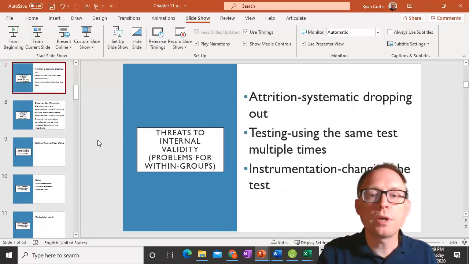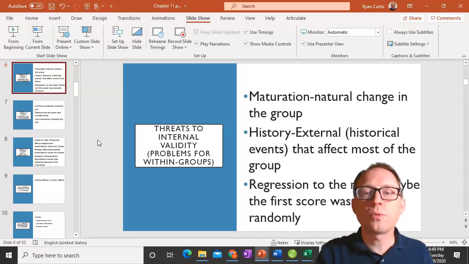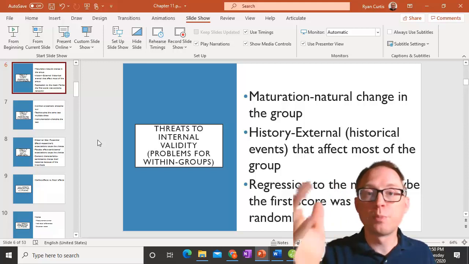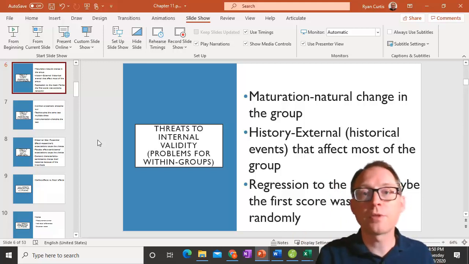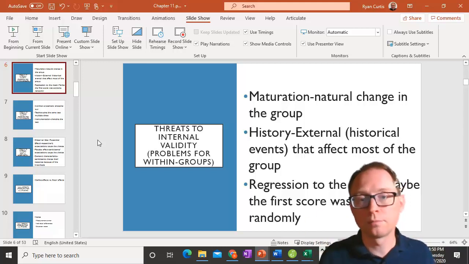But when we look at things like maturation, history, and regression to the mean, these are all reasons why we might have rejected the null. In this case, we would say that A&W really is better than mug. Okay, the null hypothesis is that there's no difference. That's the null. To reject the null, we have to say A&W is better than mug, right?